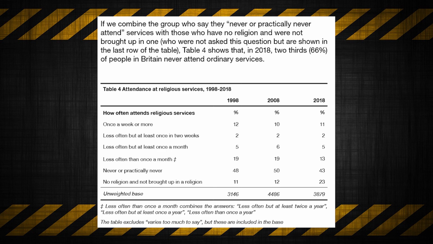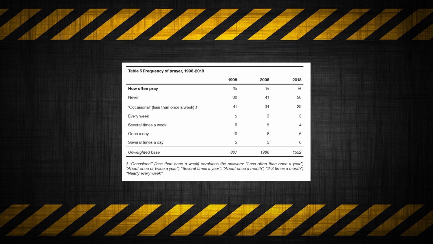What would have been nice is to have had some age banding. It is known that church services in the United Kingdom, certainly Christian services, are overwhelmingly populated by older people, so some age data would have been quite useful there. We then have a table on frequency of prayer, with maybe a couple of interesting points here. On the never category, over the last 20 years, it's gone up from 30% to 50%, which is a pretty significant jump, I think.